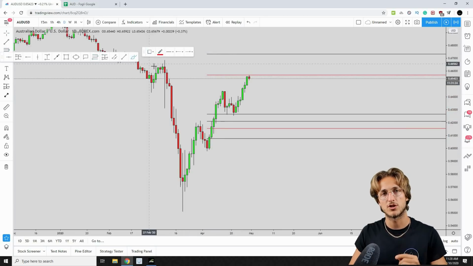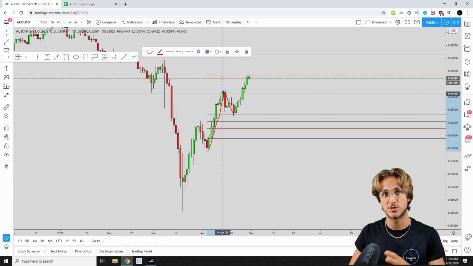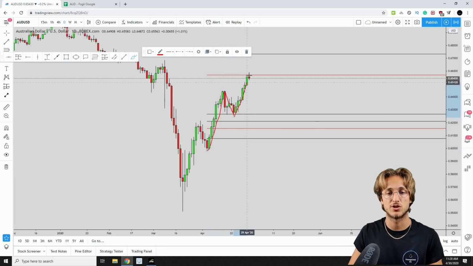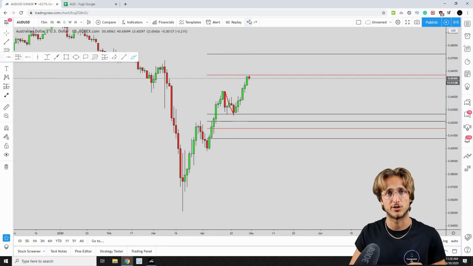Now, when you want to measure a retracement in the market, you're always supposed to be taking your Fibonacci on the impulse. Okay, so if you want to measure the retracement, take it on the impulse. If you want to measure the next impulse, then take it on the retracement. But in this case, since we want to measure the retracement, just take it on the impulse.